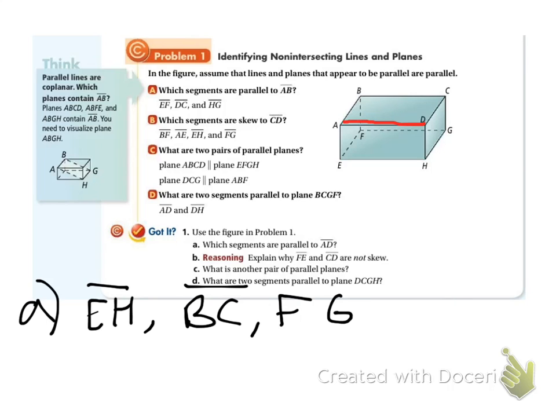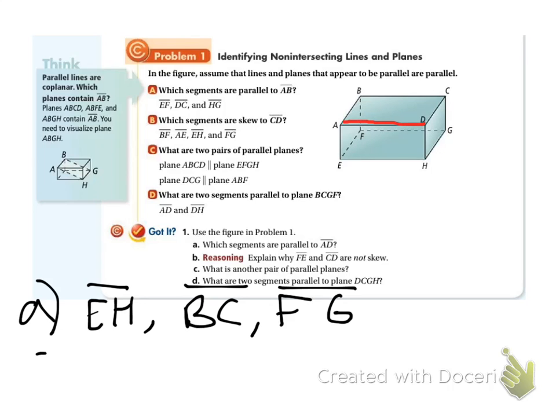And FG is also parallel, because we could take that plane that's diagonally along here, right? And they'd be on the same plane and never intersect. Okay, explain why FE and CD are not skew. Well, just like this last FG guy, we could take the plane that goes along there, right? And they'd be on the same plane and they'd be parallel lines. So that's why that won't work.